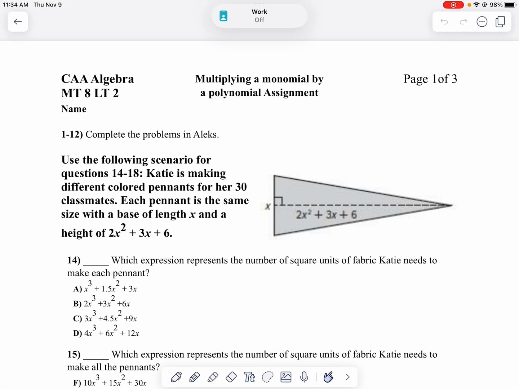Hello, let's take a look at your LT2 assignment. And first thing is don't forget your name. Can't give you credit if you don't put your name on it. Do the first 12 questions on the assignment. They're going to be in Alex, so I would suggest you do those before you do the paper, although I don't think it really matters.